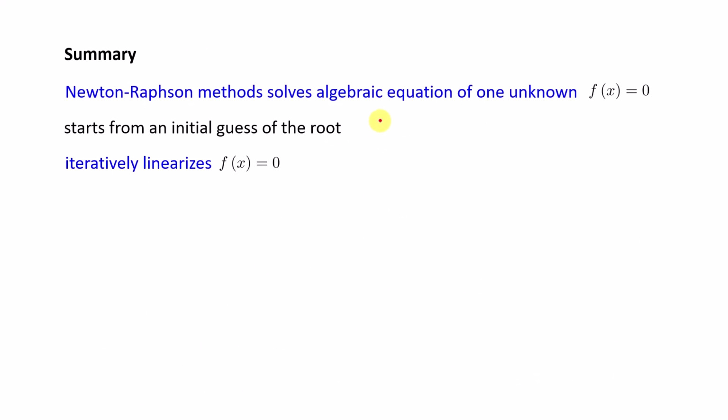Now to summarize, we have seen Newton-Raphson method solves algebraic equations of one unknown, f(x) equals 0 type equation. Bisection method also does the same thing, but here the procedure is different. Here we start from an initial guess of the root. In bisection method, we started from an interval within which the root will reside. In Newton-Raphson method, we linearize f(x), and that way we update the root iteratively. In bisection method, we start from an interval and then you close the interval iteratively.